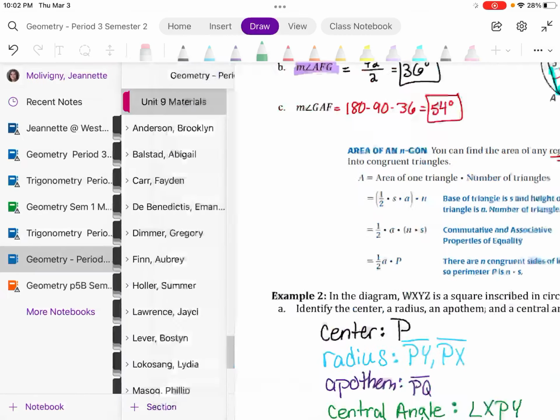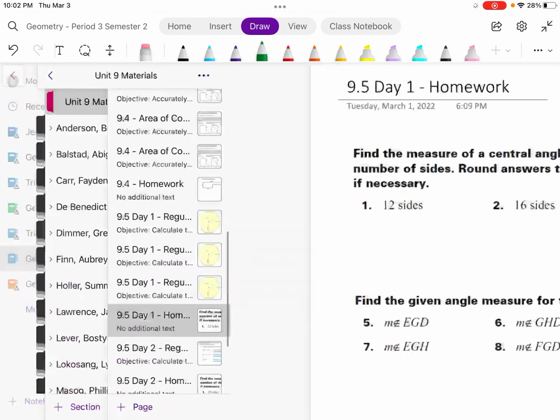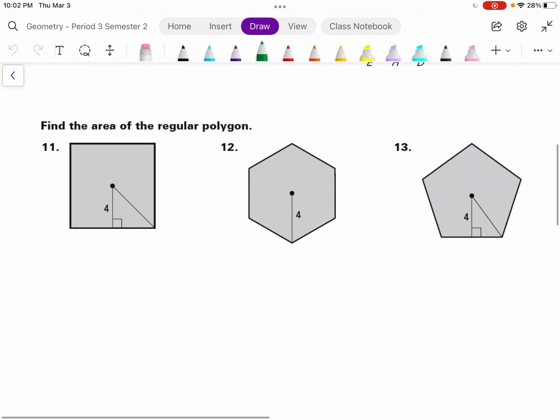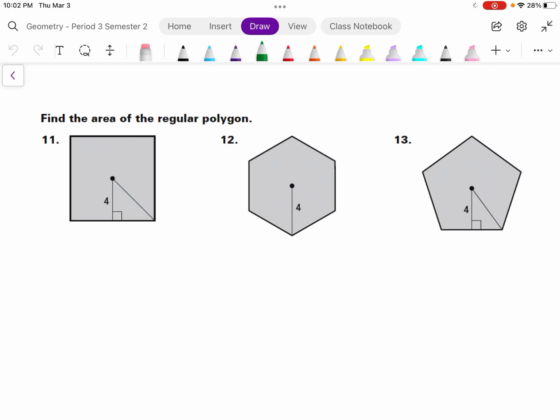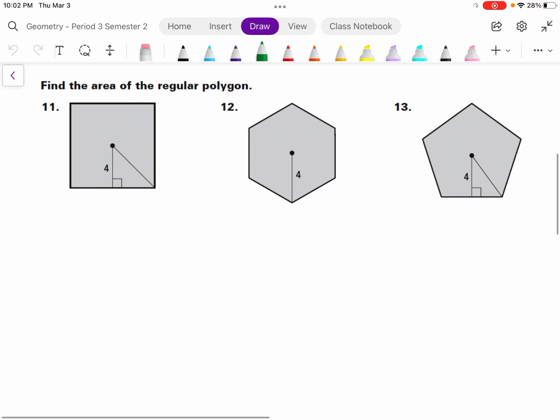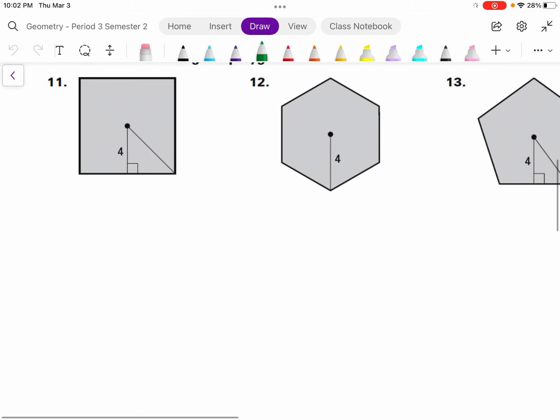So now, if you can go to your homework assignment, we're going to go over one of the problems on how to find the area of a regular polygon. So we're going to do, let's say, example 11 together. So first, we're going to draw a second radius here because we don't have one. And we need to find the area of this triangle.